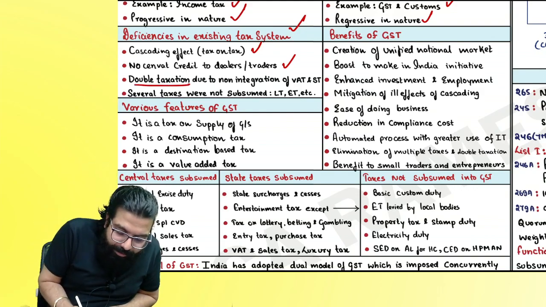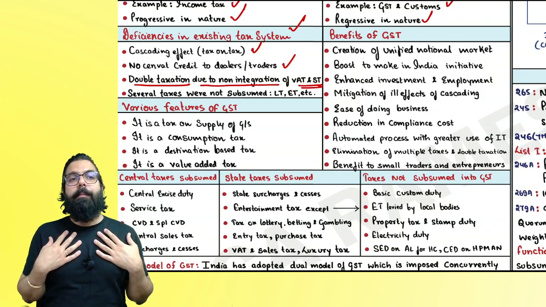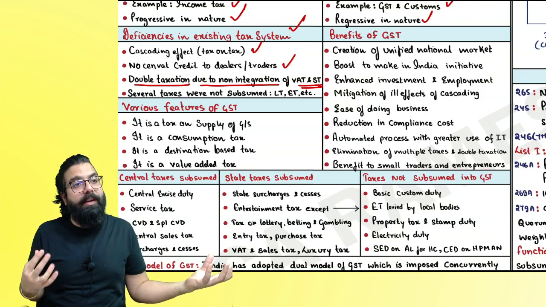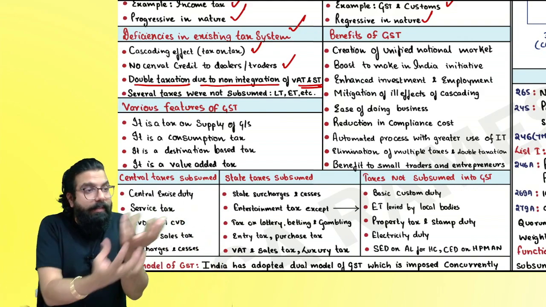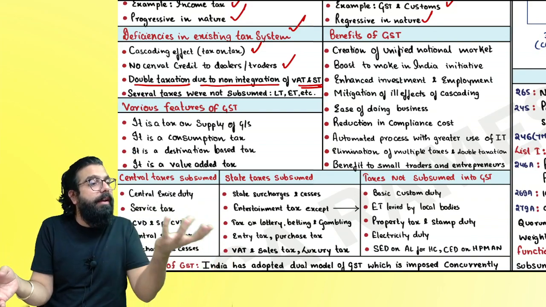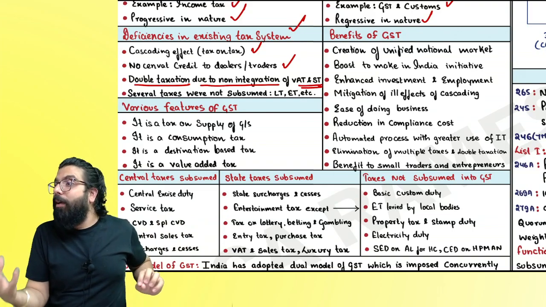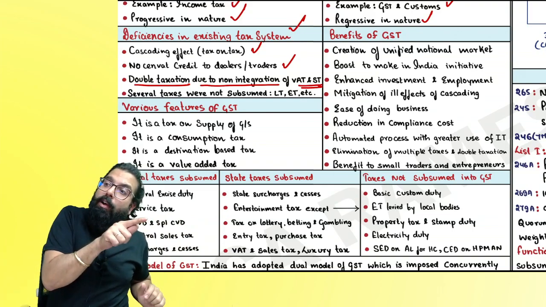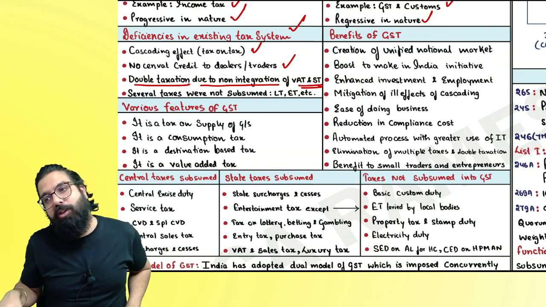The next one is double taxation due to non-integration of VAT and service tax. For an example, I am a teacher charging service tax on service. Buying goods, might be an iPad, I bought and I paid VAT. VAT and service tax integration was not there, wherein to pay service tax, I cannot use VAT, and hence whatever VAT I paid was forming part of my cost. And when it forms part of my cost, again it will be tax on tax.